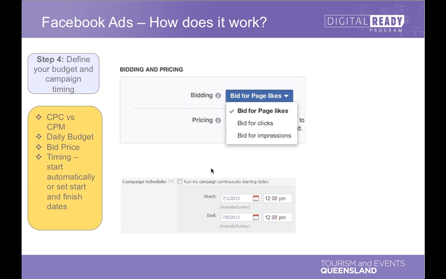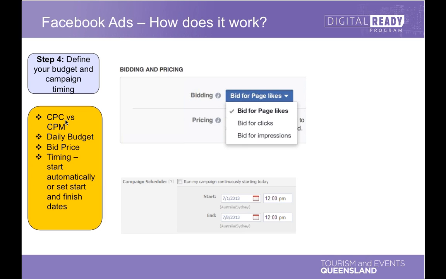So one of the things to consider: define your budget and campaign timing. CPC versus CPM. With CPC, cost per click, you will only pay if someone clicks on the ad, no matter how many times it's shown on someone's page. With CPM, you pay every time it's shown. And obviously CPC looks like the more economical one, and CPM looks like it will chew up your budget quickly because every time your ad appears, you get charged. But Facebook recommends what they think will work best for you. It's entirely up to you.